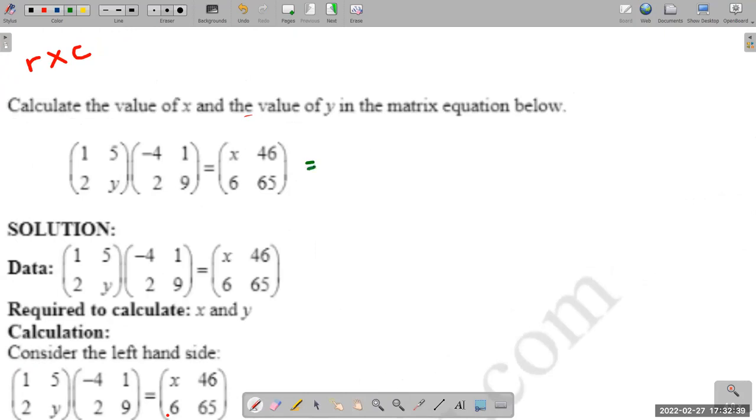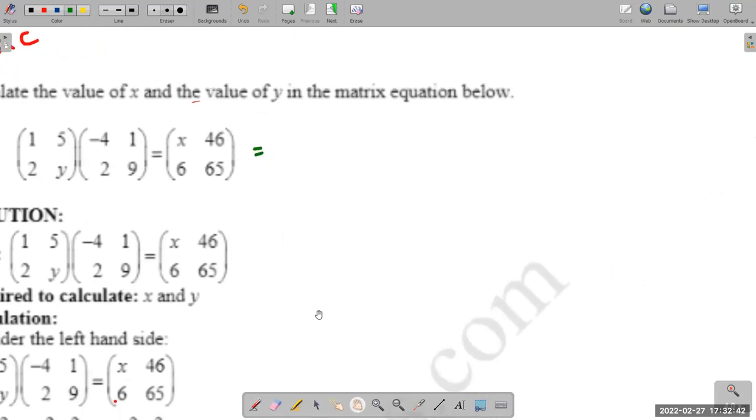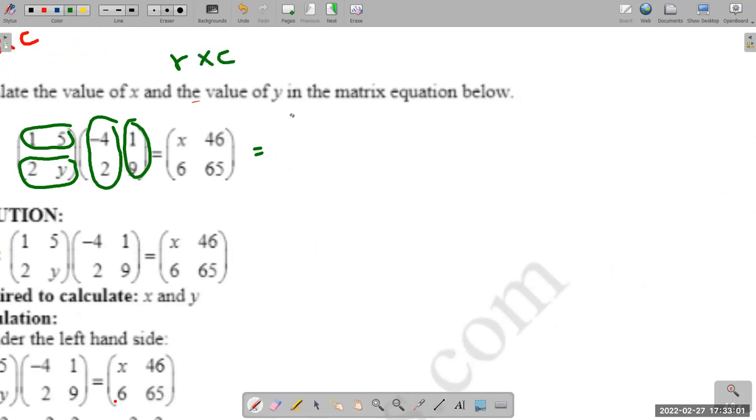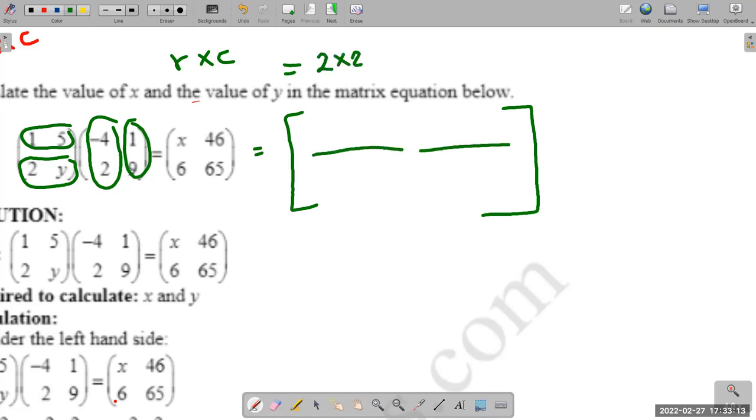So let's break it down. I know we need to multiply rows by columns. So I would always do what? Circle my rows in the first matrix and circle my columns in the second matrix. Because what's the rule? Row times column. Second thing to do is to map out your answer. How is your answer mapped out? You know your answer is a 2 by 2, right? So you map out your spaces, a 2 by 2.